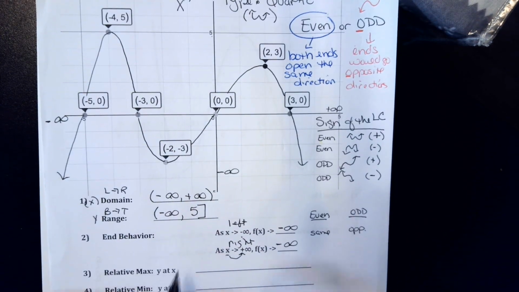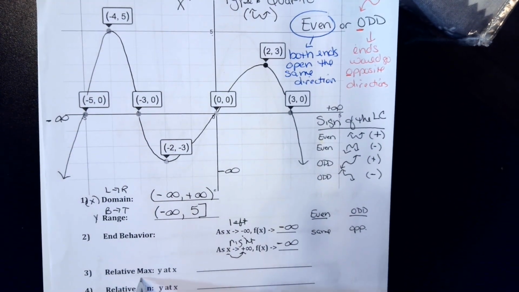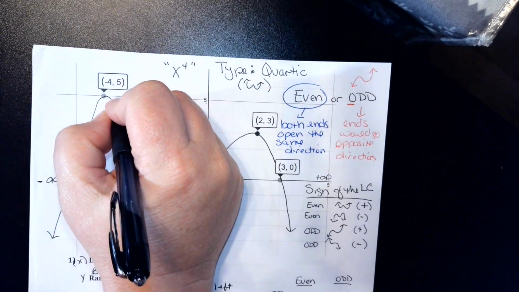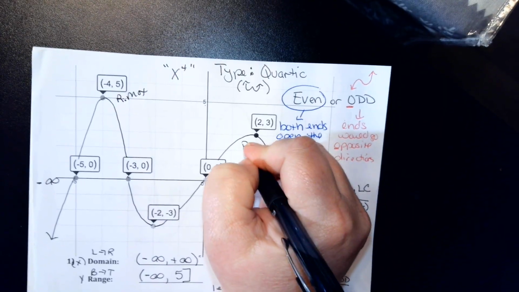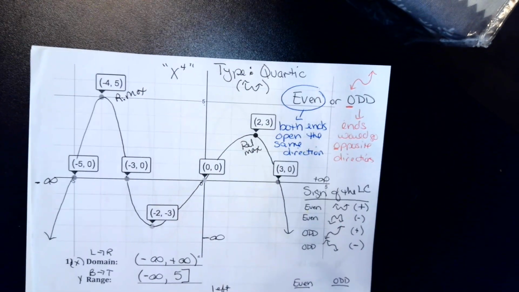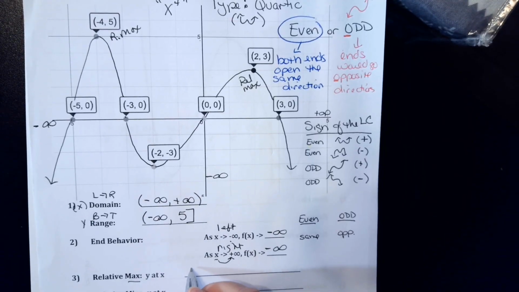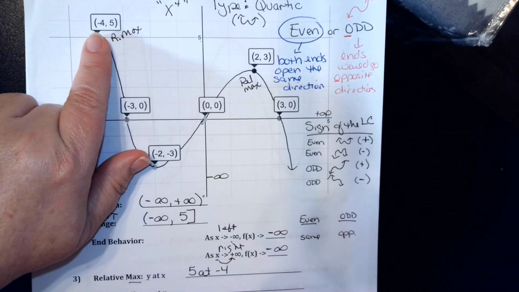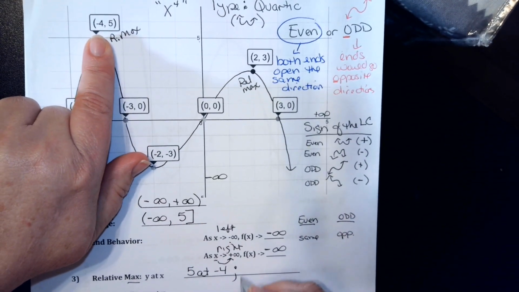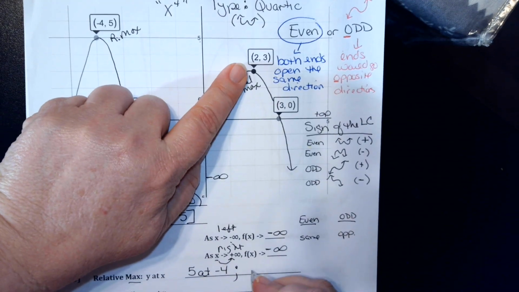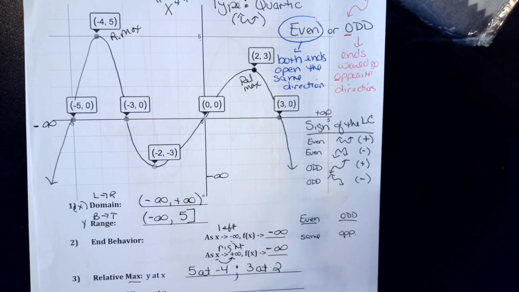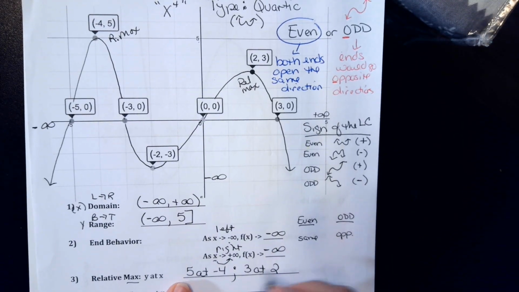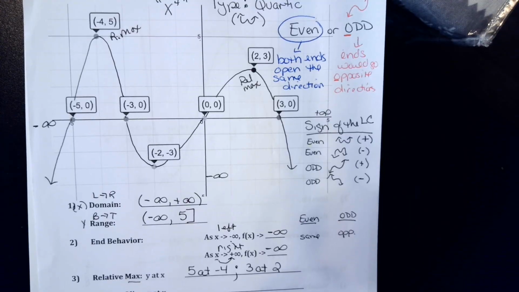Alright, relative max. Let's find our relative maxes. This is a highest point, so this is a relative max. And here's another highest point, so this is a relative max. So we have two relative maxes. We're going to say 5 at negative 4, semicolon, and then 3 at 2. Now sometimes they might just have a 5 and just have a 3. Sometimes they only do just the y value.